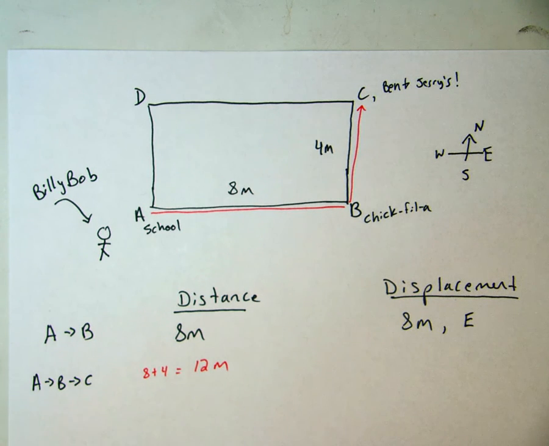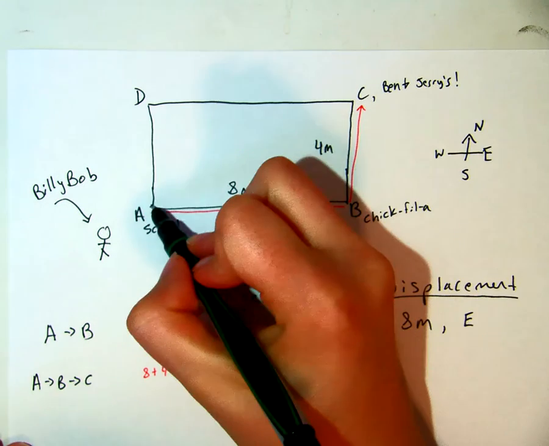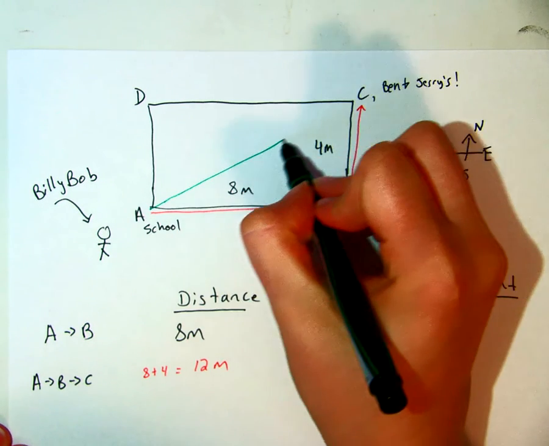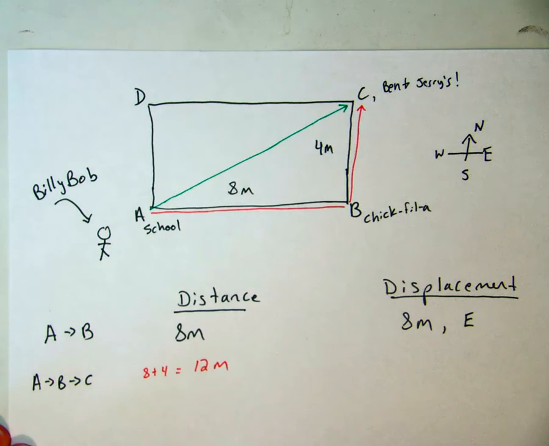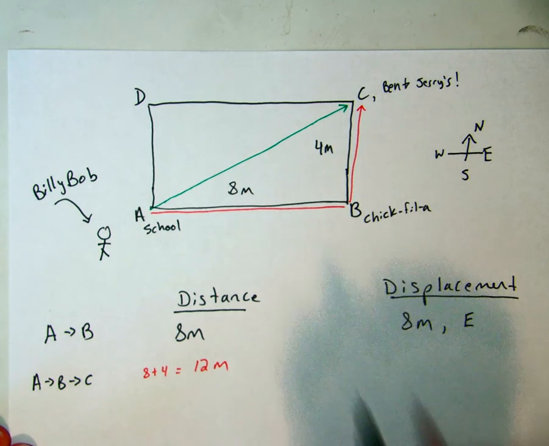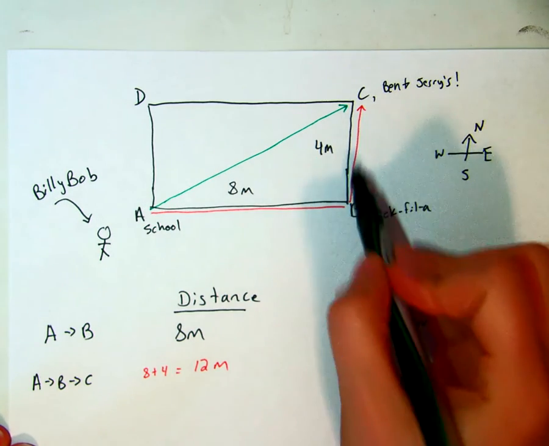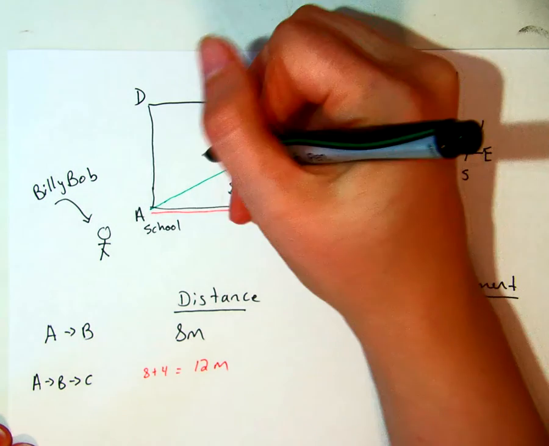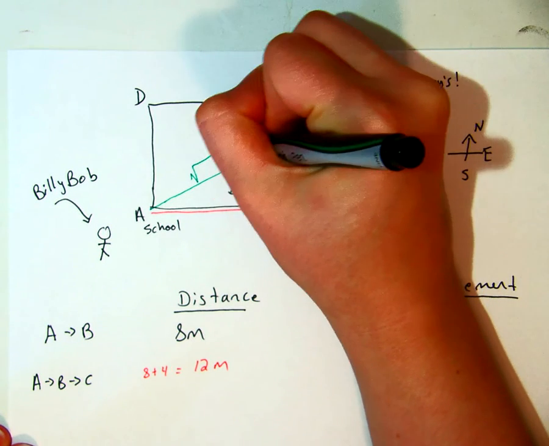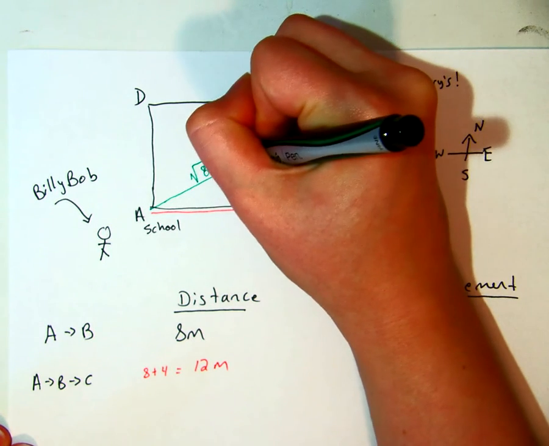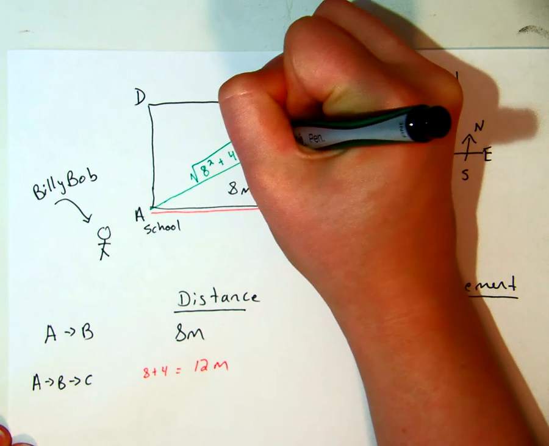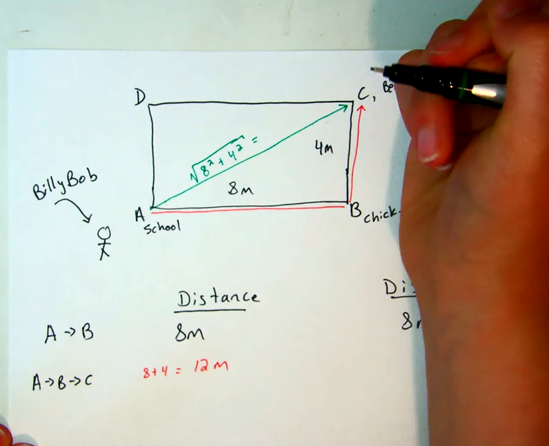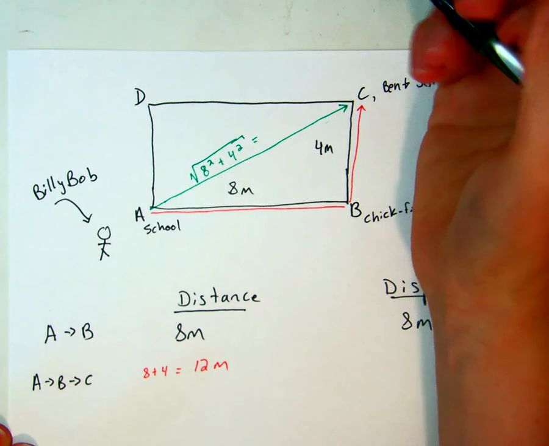His displacement is the shortest distance from start to stop. So if we're looking at the shortest distance from start to stop, we're going to go directly from A to C. Notice how that makes a triangle with these two legs, and this is the hypotenuse. And you might have guessed it. We're going to use our Pythagorean theorem here. If you don't quite remember the Pythagorean theorem, that's okay. We're going to get lots of practice with this over the course of this class.